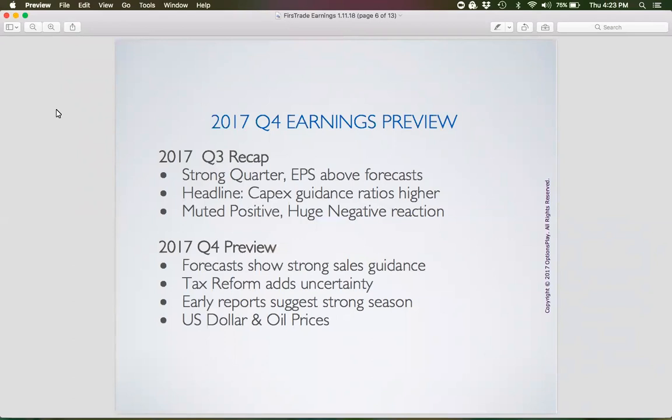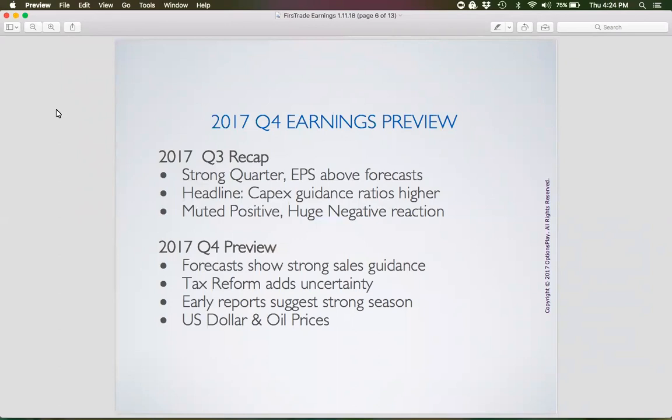So let's talk a little bit about our expectations for the earnings season that just started, effectively last week. So far, the forecasts show pretty strong sales guidance, meaning we expect top-line revenue growth going into Q4 to be pretty strong. There are a few things, such as tax reform, that add a bit of uncertainty. We had a major tax bill go through at the end of 2017, and we're still trying to figure out the impacts of that.